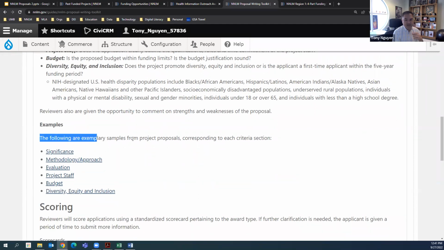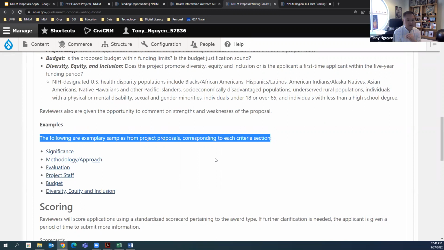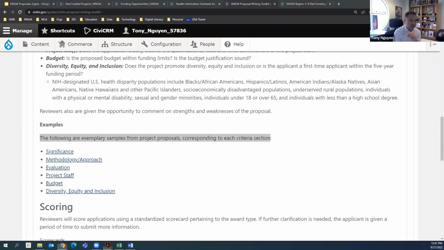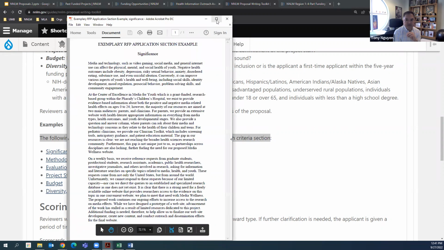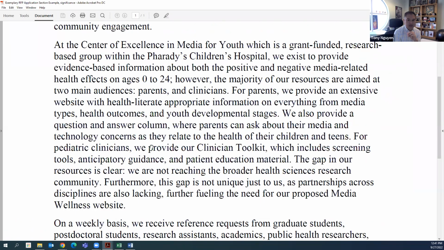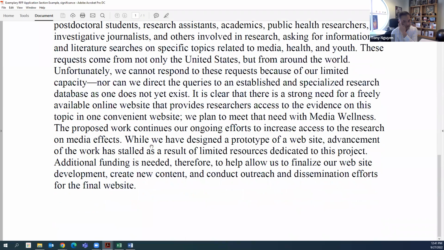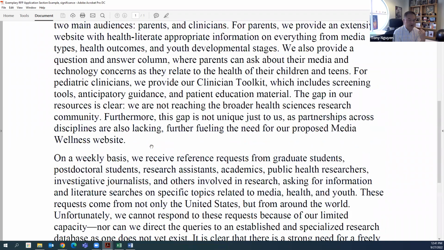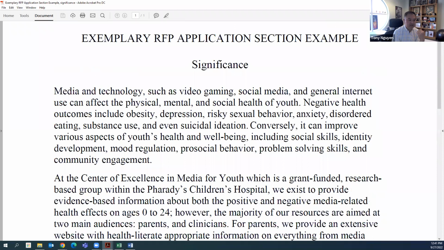And here you'll find exemplary samples from project proposals that correspond to the criteria that our peer reviewers are looking at when they're evaluating your proposal. So you can download each of these particular ones. And if you do that, you can see what we're looking for in significance, as an example. And you can see how they're thoughtfully written out, like 3 paragraphs on what the significance of their proposal is about.